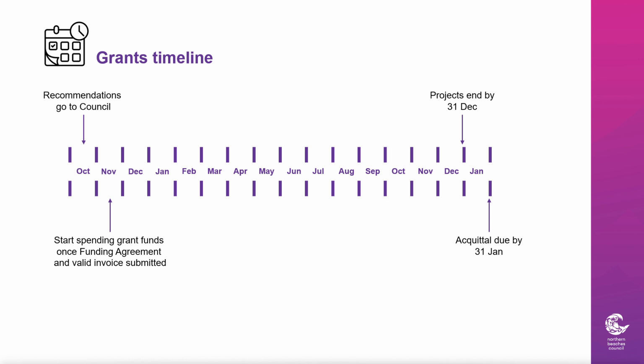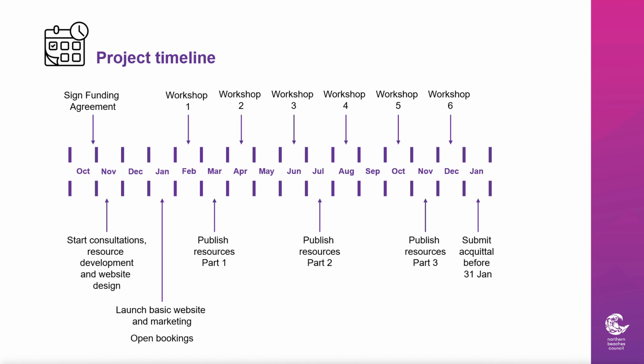They first look at the overall timeline to make sure they can work within those dates. Then they plot out each step of the process. They plan to start consultations with relevant people as soon as they have submitted a funding agreement and valid invoice. This could be early November. They know they need to allow time for marketing the workshops, so they plan to do this at least 4 weeks before the first workshop.